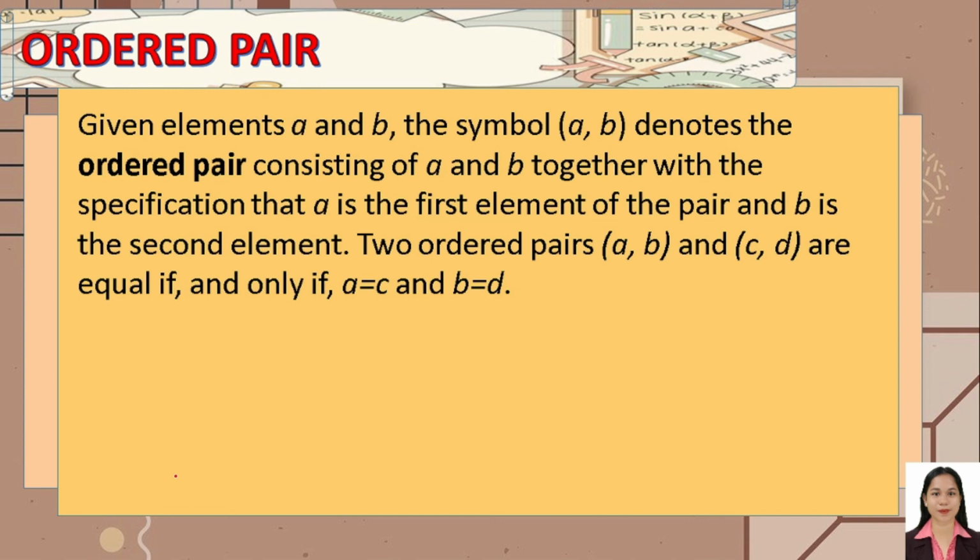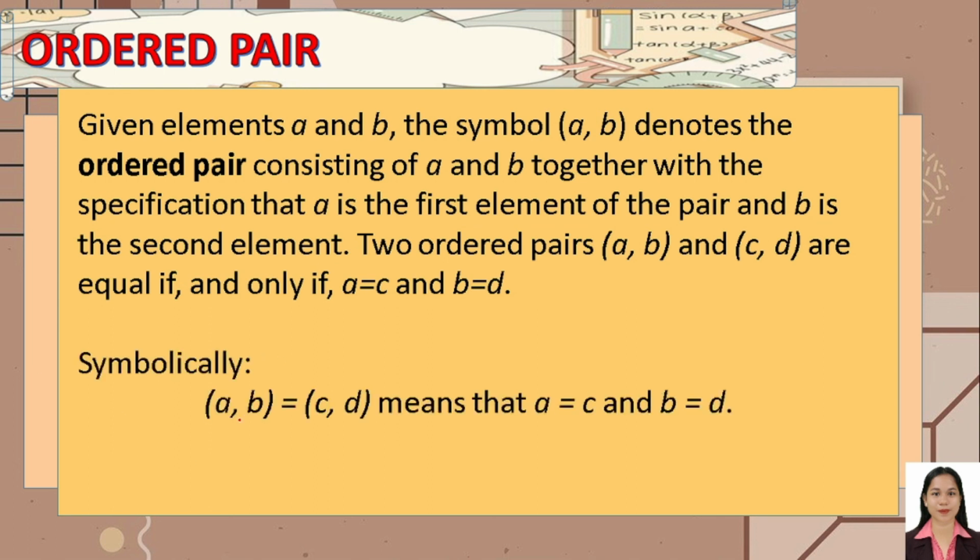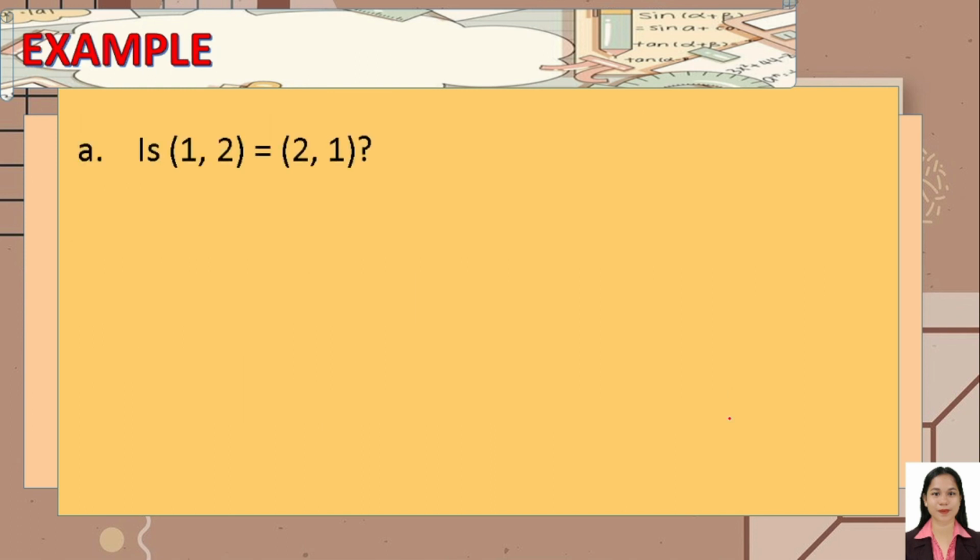So, ordered pair: given elements a and b, the symbol (a, b) denotes the ordered pair consisting of a and b together with the specification that a is the first term or first element of the pair and b is the second element. So, two ordered pairs (a, b) and (c, d) are equal if and only if a is equal to c and b is equal to d. Okay. Symbolically, the ordered pair (a, b) is equal to (c, d) means that a is equal to c, then b is equal to d. Example, is (1, 2) equal to (2, 1)?